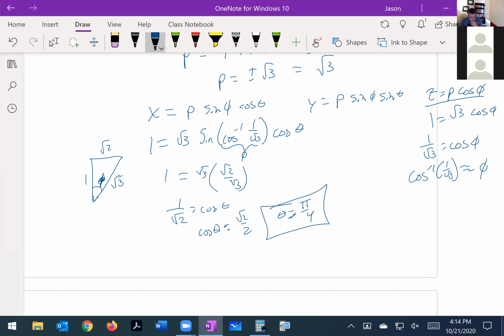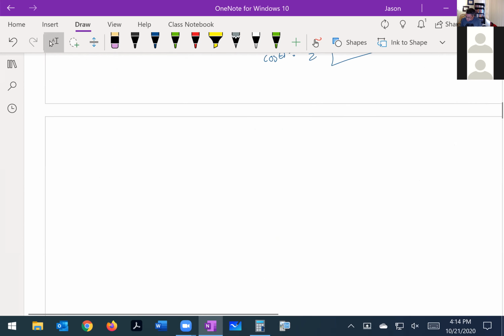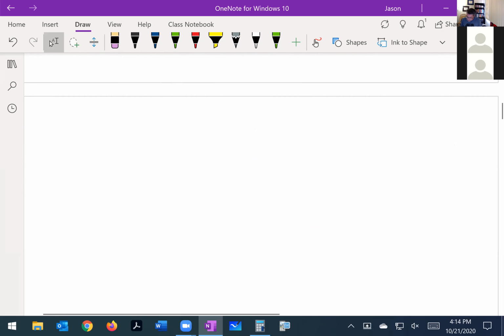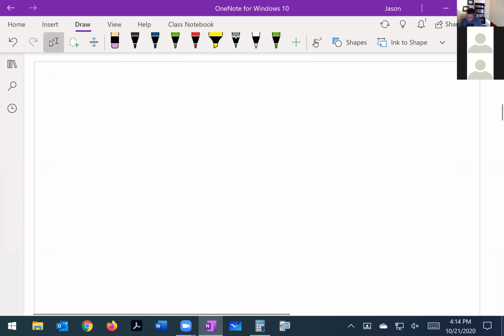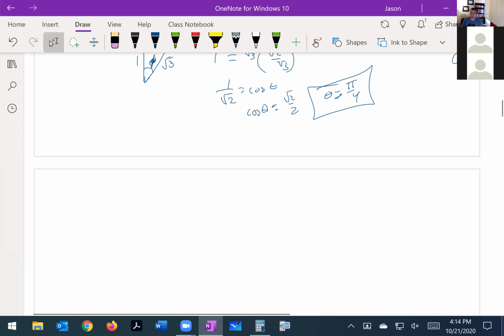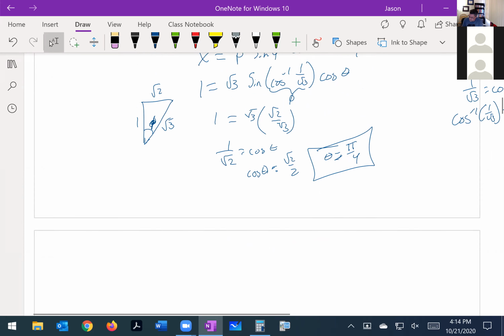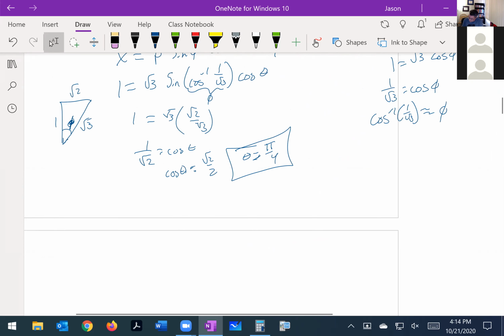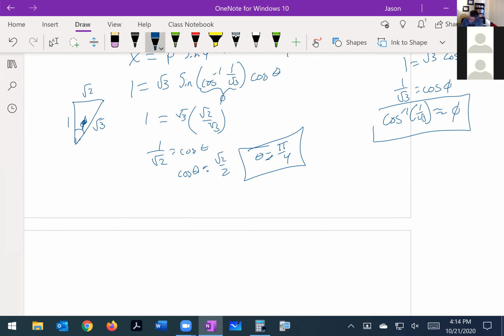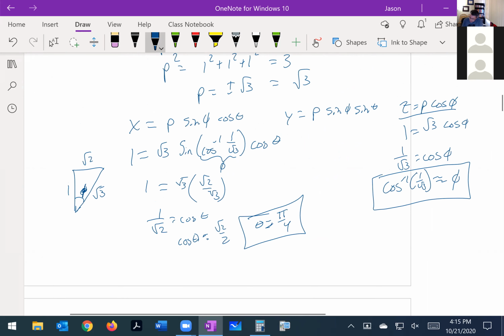Good stuff. Good stuff. How do we integrate with respect to spherical coordinates? Can you scroll back down just a bit? Yeah, sure. This was phi. That was theta. And rho, I came out with rho here.